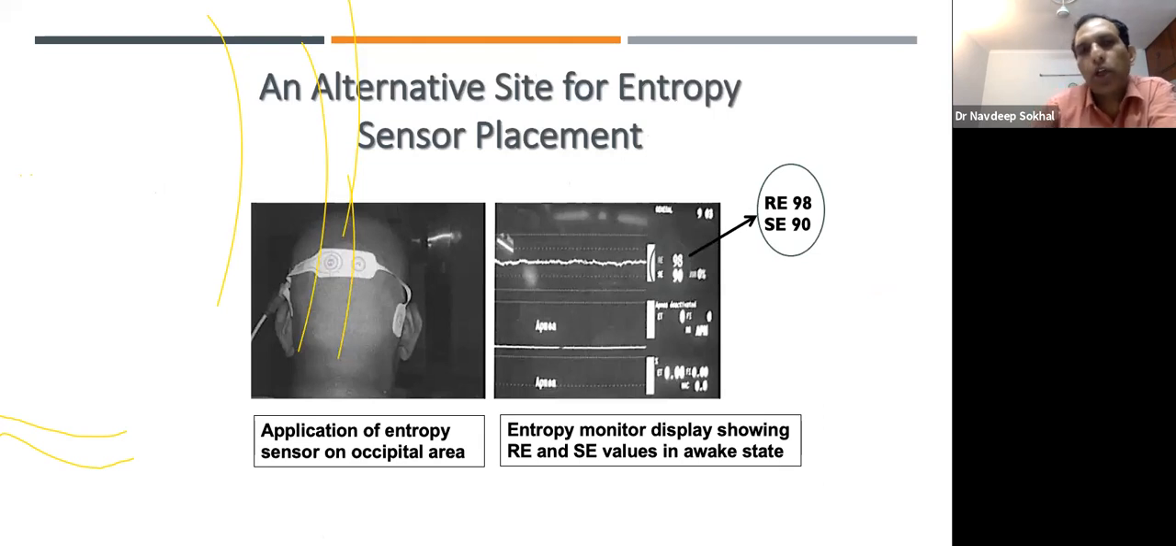As I discussed about the alternate site for the BIS sensors, the alternate sites for entropy have also been evaluated, and they have said that it showed some good correlation with the normal site, that is the forehead. But again, these are only to be used in case you cannot use the normal sites. And secondly, the values may sometimes mislead you, so they may not be as reliable as from the original site of application. So here you can see on the posterior aspect, this has been attached, and you are getting the value here.